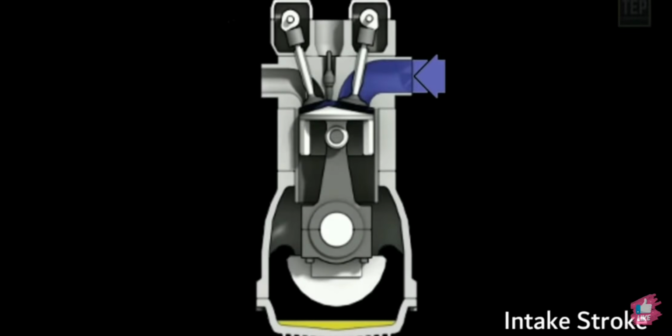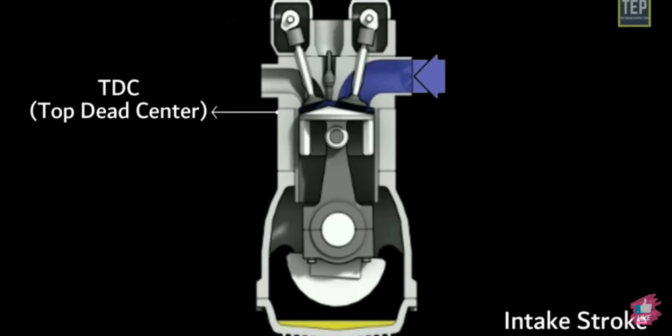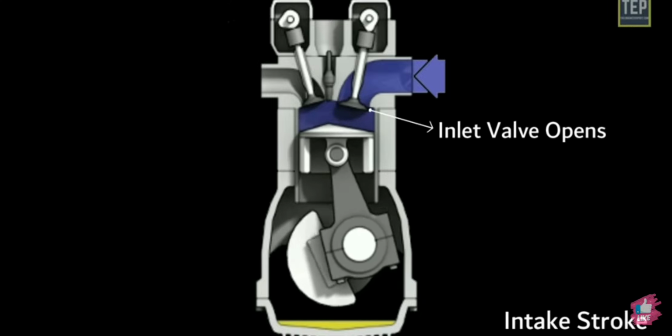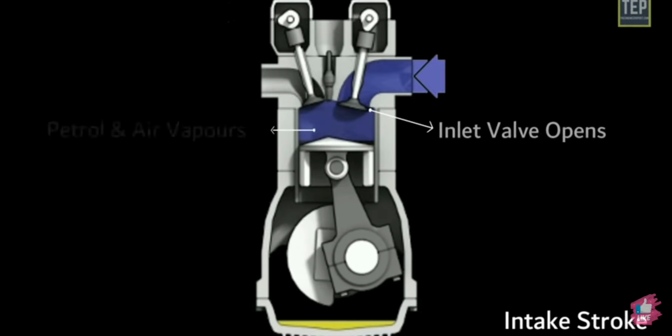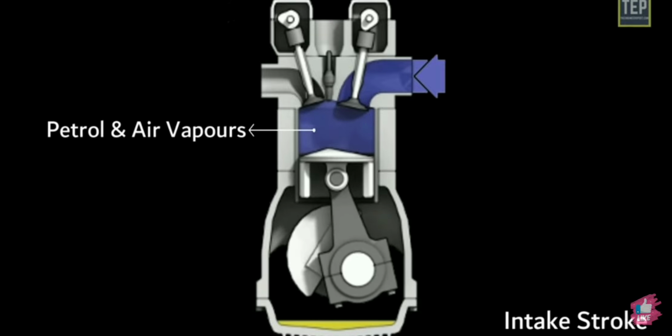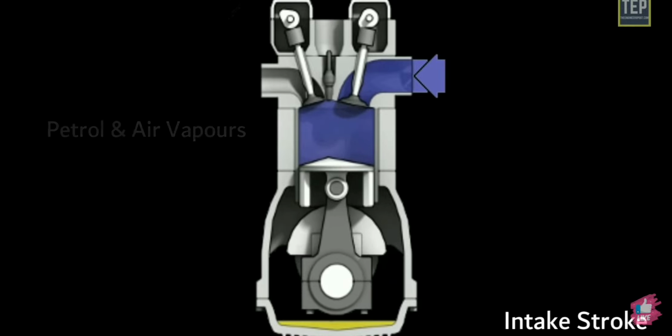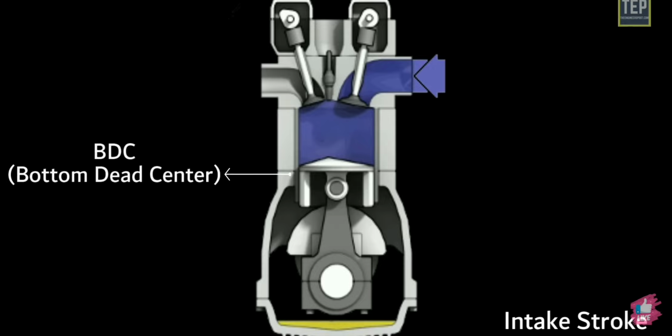Intake stroke. The stroke begins when the piston is at TDC, top dead center. The piston moves downward, the inlet valve opens. A mixture of petrol and air vapors, mixed proportionally by the carburetor, enters the cylinder and fills the space in the cylinder. The piston reaches its lowest position known as BDC, bottom dead center.